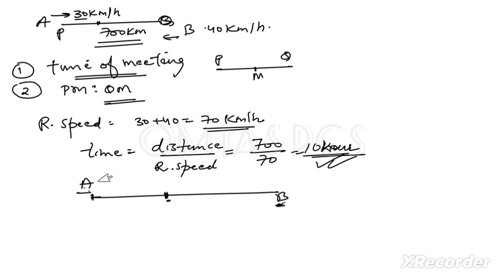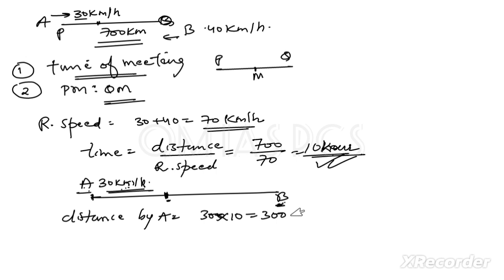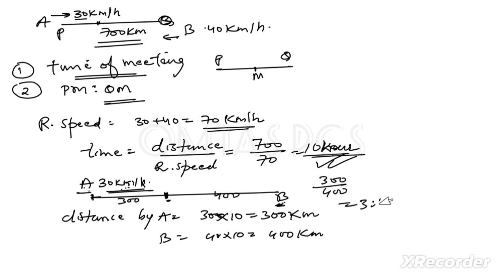But the speed of A is 30 kilometer per hour. So we will say the distance by A is equal to time multiplied by speed, or speed multiplied by time, so that is 30 multiplied by 10, that is 300 kilometer. Simply by B it will be 40 multiplied by 10, that will be 400 kilometer. So it is 300, this is 400, so what is the ratio? 300 by 400, that is 3:4.